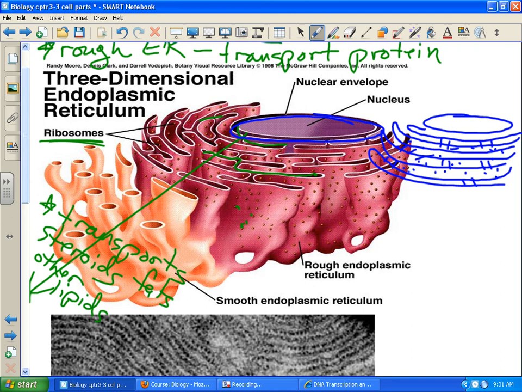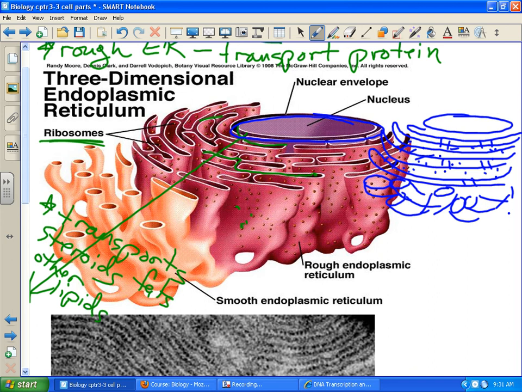Rough has ribosomes. Smooth doesn't. And the smooth kind of looks more tubish, I think. Less maze-like and more tube-like. Macaroni, that sounds good. I'm having that for supper tonight. And there's no ribosomes. Don't get carried away on the ribosomes. Smooth doesn't have any ribosomes.